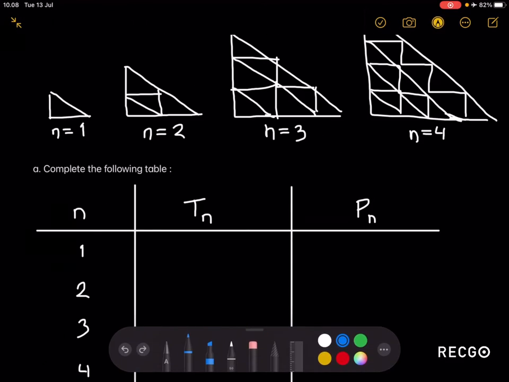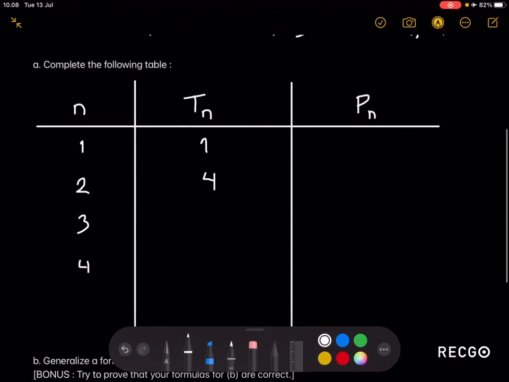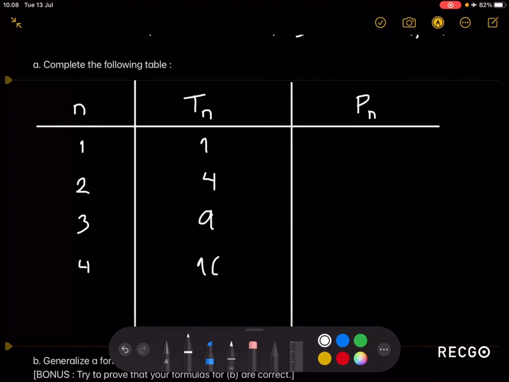To complete the table for T of n is pretty simple. Notice that for T of 1 we have just one triangle, T of 2 we have 4 triangles, T of 3 we have 9, and T of 4 we have 16. Now it looks like this is a sequence of perfect squares.